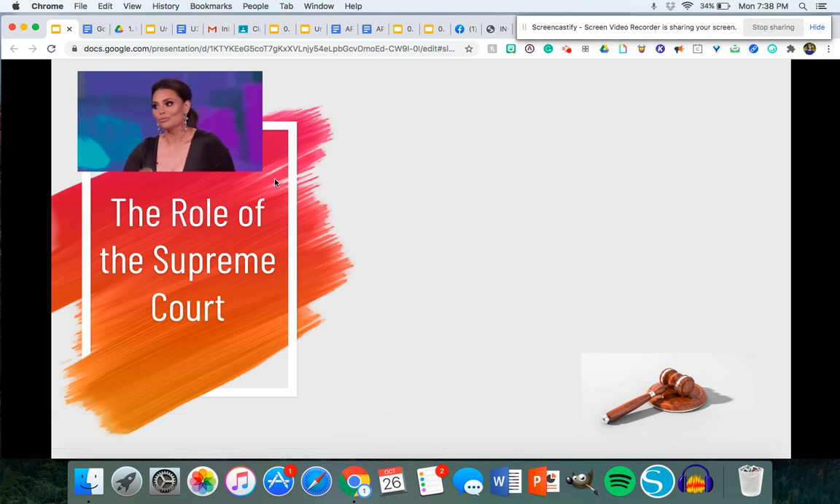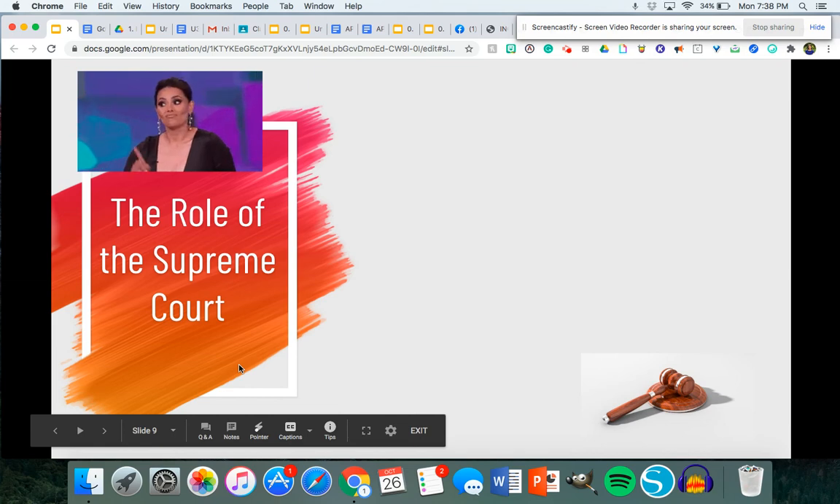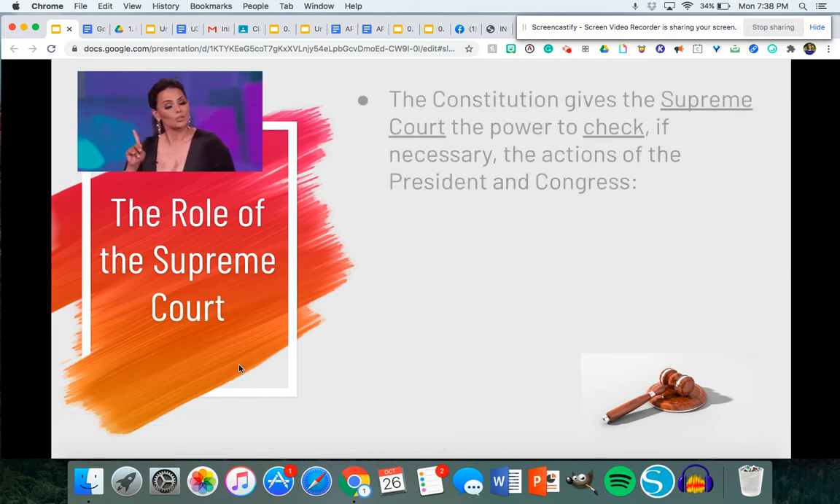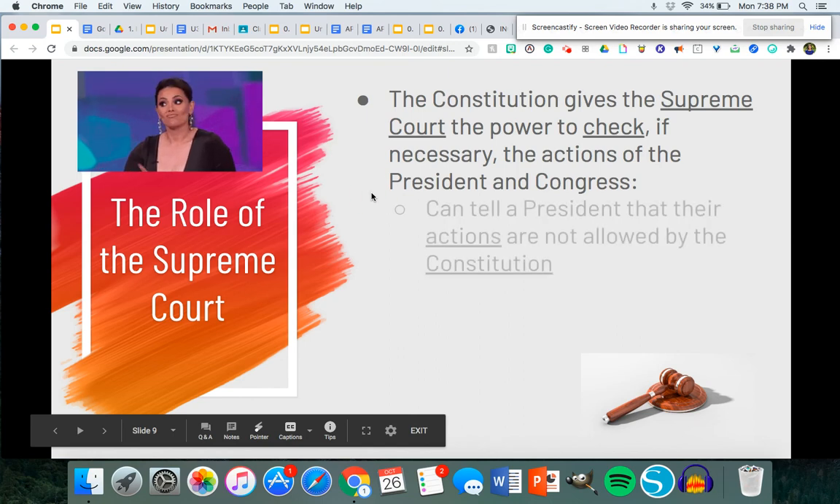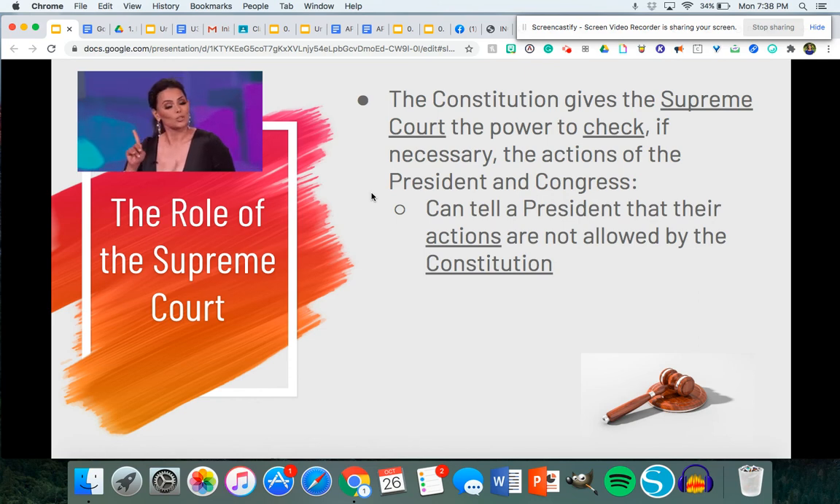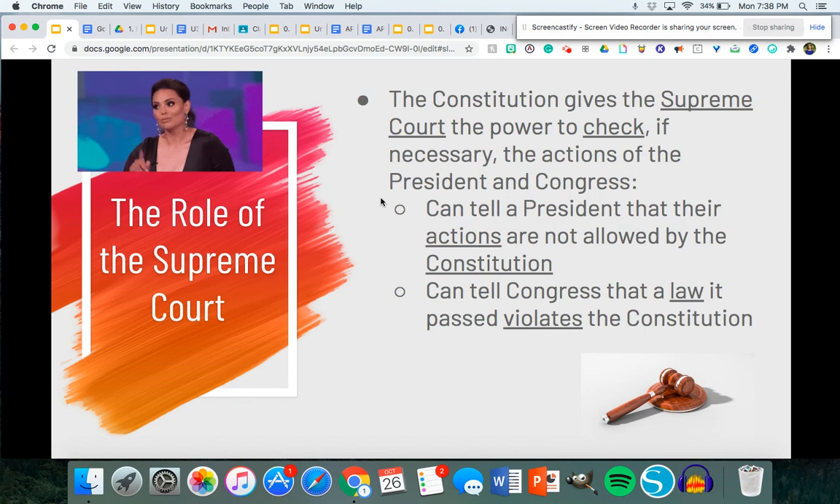Now, let's talk about the role of the Supreme Court in all of this, because this is a system of separation of powers and checks and balances, and the Supreme Court does play a role in lawmaking. The Constitution gives the Supreme Court the power to check, if necessary, the actions of the president and Congress. One thing that it can do is say that the president's actions are not allowed by the Constitution. And specifically, with the bill to law process, they can tell Congress that a law that it passed violates the Constitution. So we've seen a lot of challenges over the years since Obamacare was put into place under President Obama, right? Does that violate, or do pieces of that violate the Constitution? And the Supreme Court is ruling on whether or not it does. And some pieces have actually been struck down as unconstitutional. If it is struck down as unconstitutional, it is no longer a law.